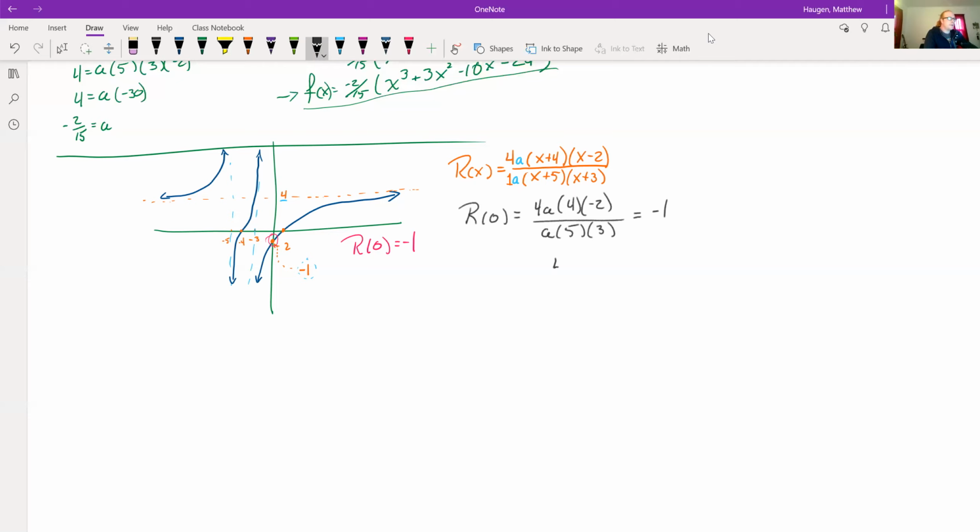Why did we choose 4 over 1? Because the ratio of the lead coefficients has to be 4. Oh, yeah, because that's the horizontal asymptote. So what is that? 16 -32 times a. Why are we setting it equal to -1? Because it's equal to -1 at 0. Got it.